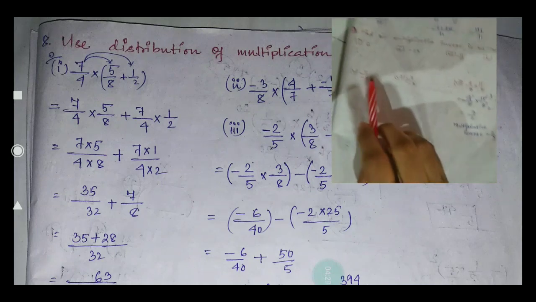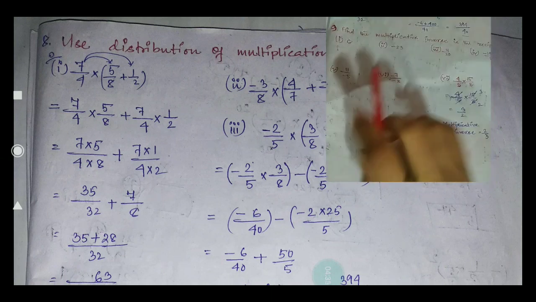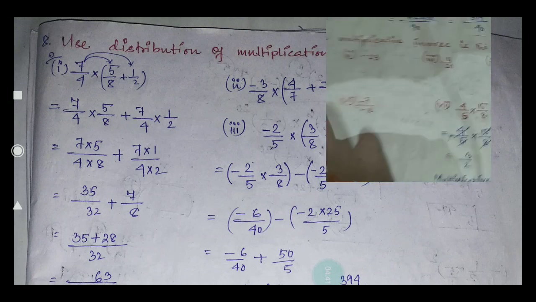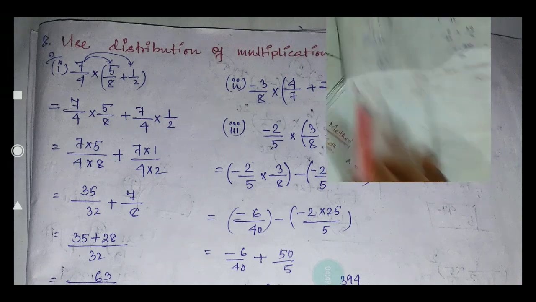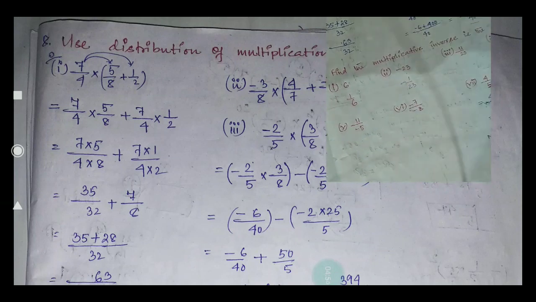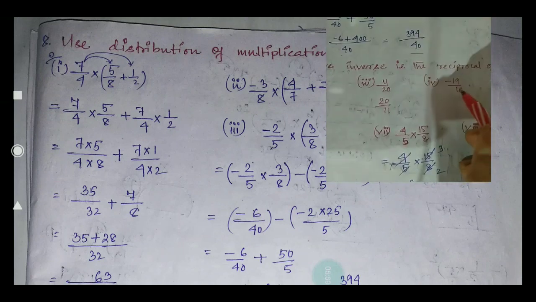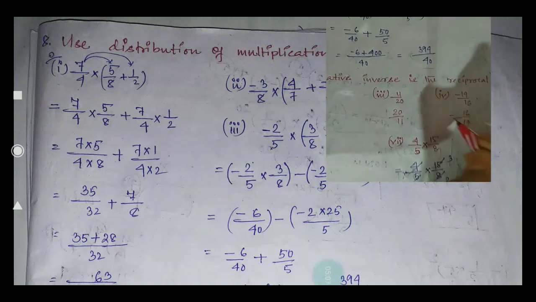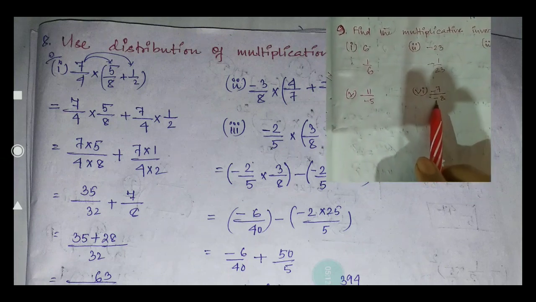Okay, now see question number 9. Find the multiplicative inverse, that is reciprocal, of 6. Multiplicative inverse means reciprocal of 6. So the reciprocal of 6 will be how much? 1 by 6. Reciprocal of minus 23 is minus 1 by 23. Reciprocal of 11 is 1 by 11. Reciprocal of minus 19 by 16 is minus 16 by 19.